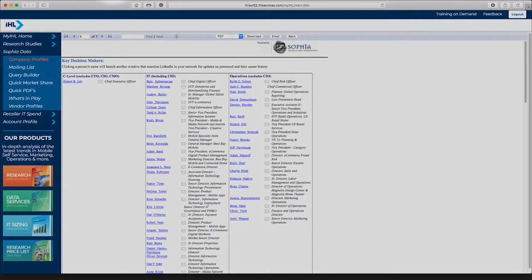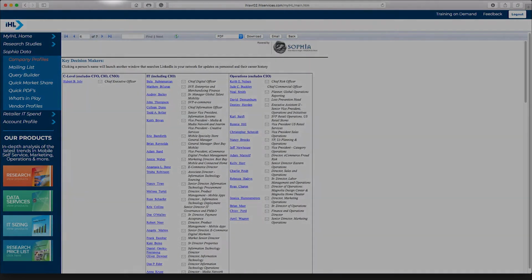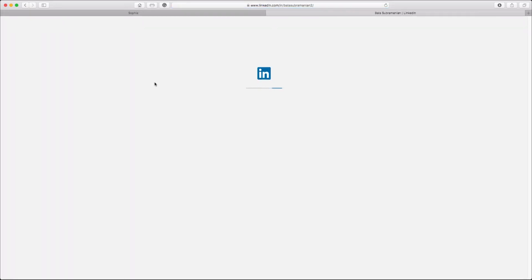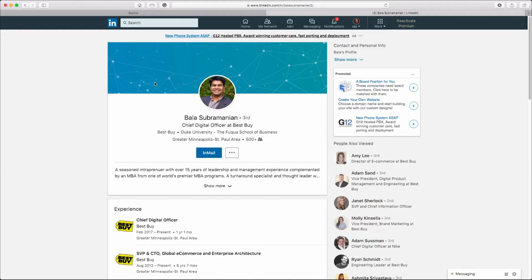The next page lists the key decision makers for the retailer. 2 things to point out here. The contacts with envelopes next to their name signifies a validated email. This means that we have verified it's the correct email. The other thing is the blue line under a name indicates a link to their LinkedIn profile. We can't guarantee all contacts have LinkedIn profile, but if they do, we find it and link to it.